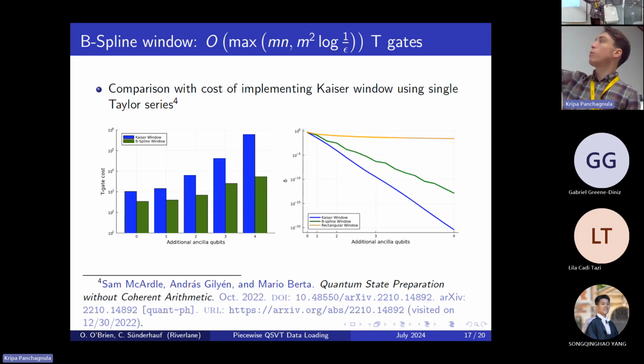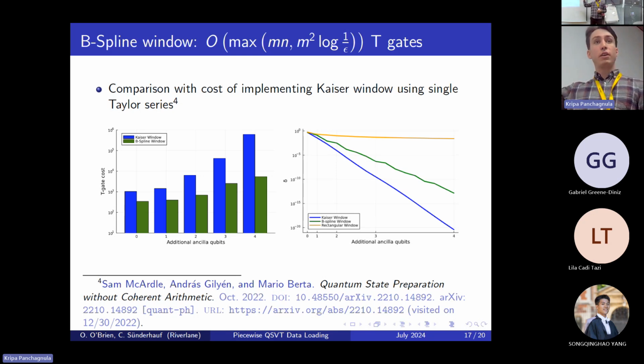So here we're comparing the cost of preparing the B-spline window to the cost of preparing the Kaiser window using the state of the art for the Kaiser window, which is actually to do the Taylor series expansion and do a single polynomial approximation. And it's almost 100 times cheaper to do the B-spline window in terms of T-gates when you use 4 additional ancillas.